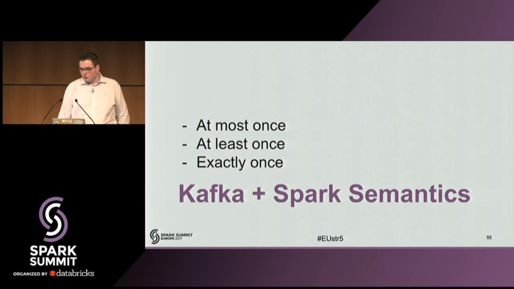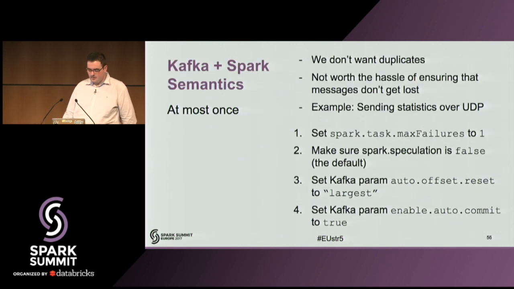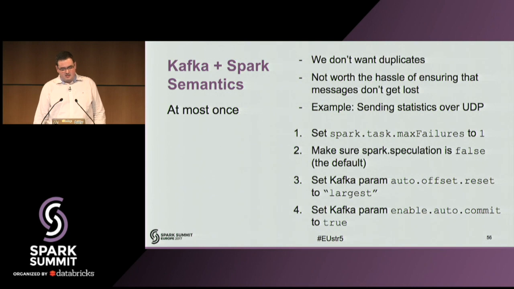Okay, but usually the most important thing in our applications is to have guarantees that our messages are processed in the way we want. This leads us to three principal use cases: at most once, at least once, and exactly once. At most once means that we don't want duplicates, but we don't care if we skip some messages.